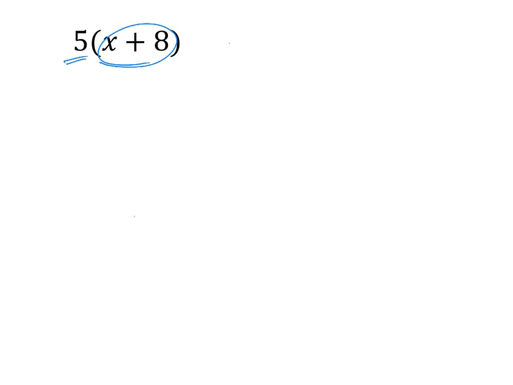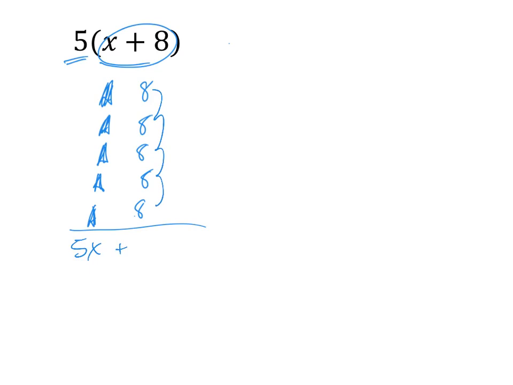So when we see this, what that means is we have an x and an 8, an x and an 8, an x and an 8, an x and an 8, an x and an 8. So we have 5 sets of that. So we're going to have 5 x's plus 1, 2, 3, 4, 5 8s, which means we're going to have 5x plus 40.